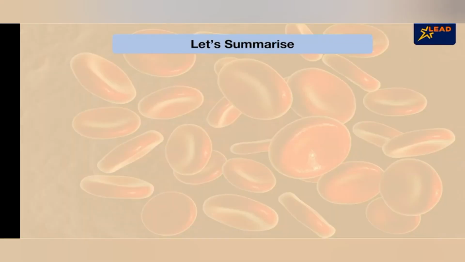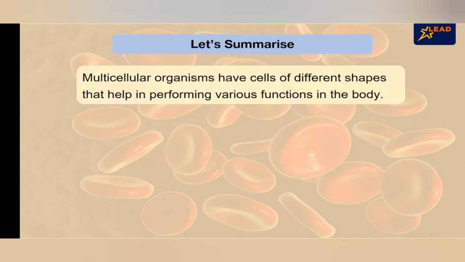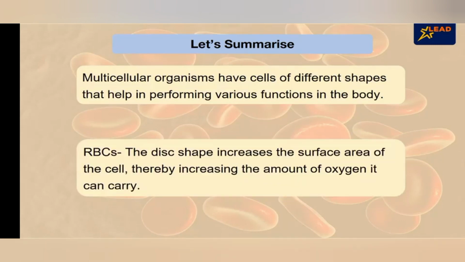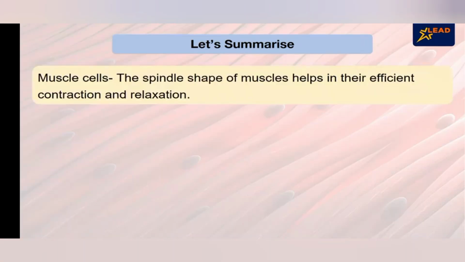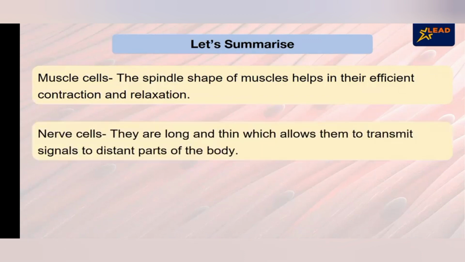Now, let's summarize. Multicellular organisms have cells of different shapes that help in performing various functions in the body. RBCs are disc-shaped cells. The disc shape increases the surface area of the cell, thereby increasing the amount of oxygen it can carry. The spindle shape of muscles helps in their efficient contraction and relaxation. Nerve cells are long and thin, which allows them to transmit signals to distant parts of the body.